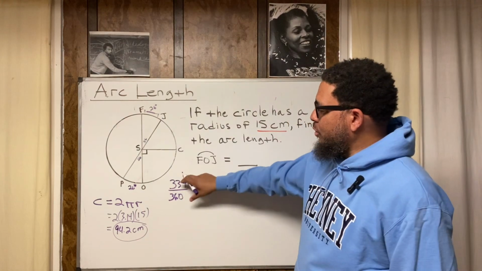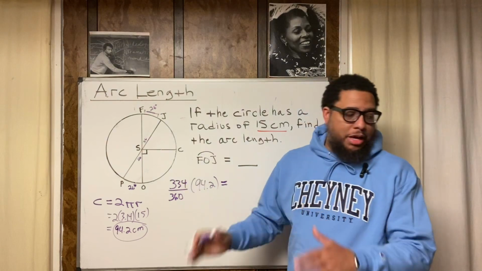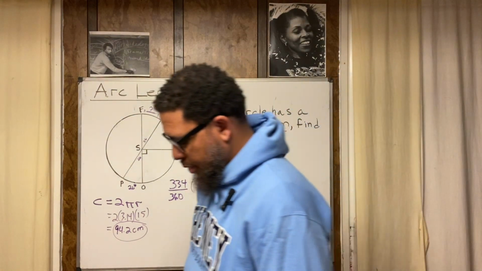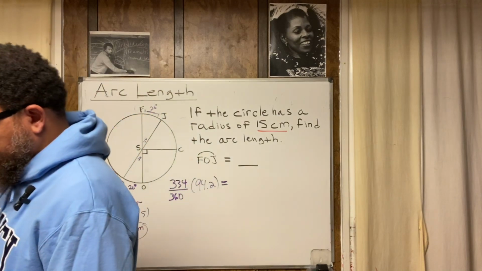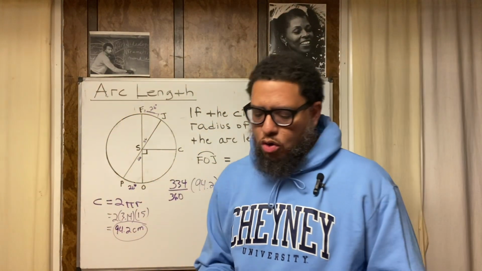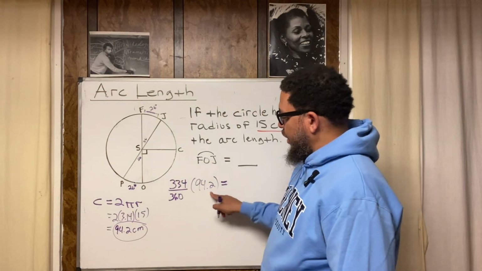All right, so now 334 divided by 360. So now I'm going to grab the calculator. I could reduce this, but I'm not even going to do all that. I'm going to just grab my calculator. 334 divided by 360. It's probably going to be 0.9 something. Yep, there you go. 0.92 and a whole bunch of sevens. So 0.9277. And then I'm going to multiply it by 94.2.